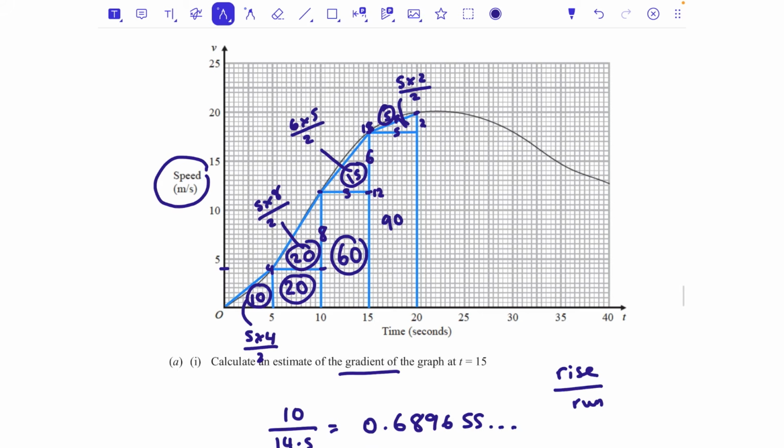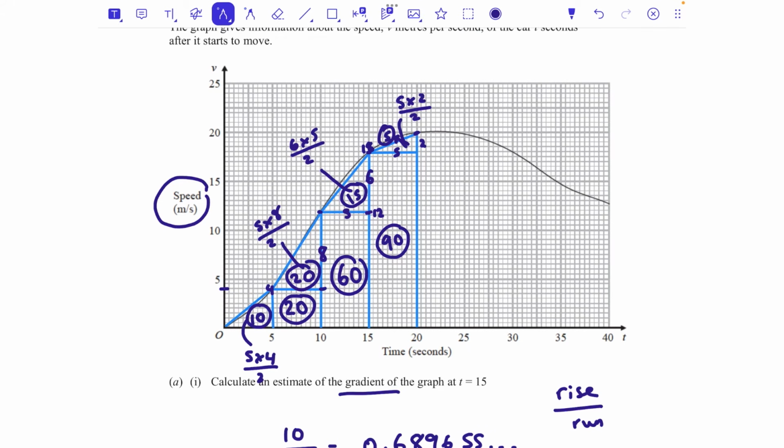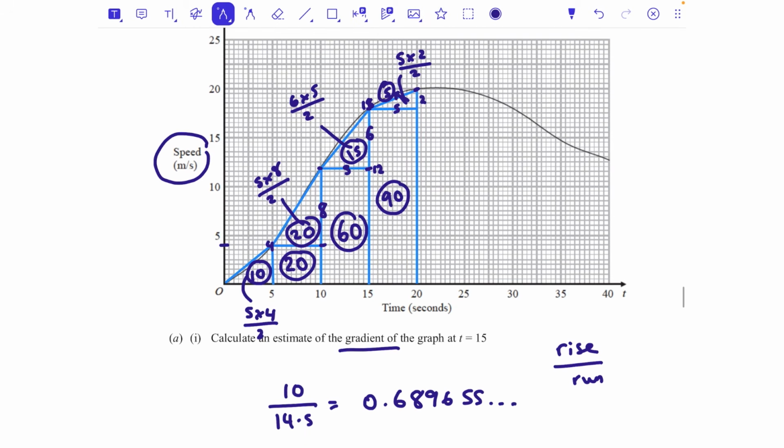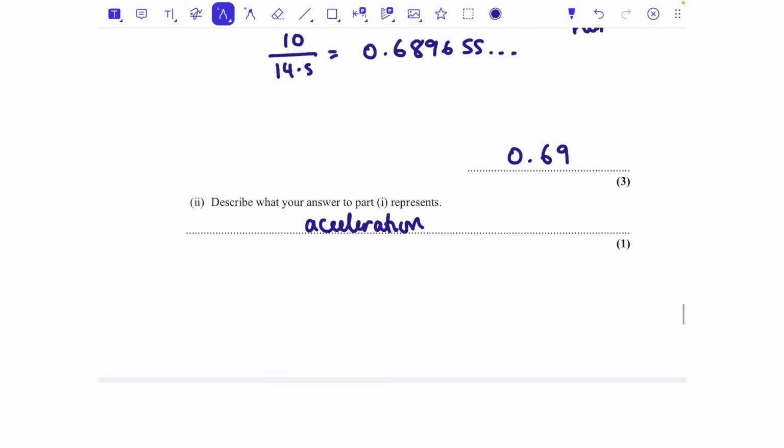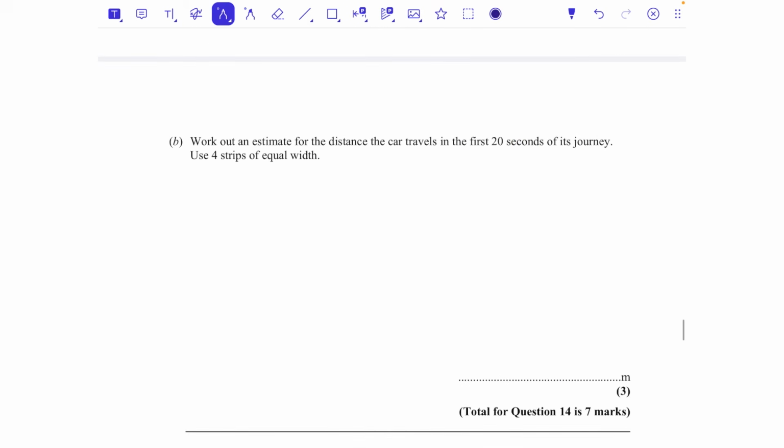18, which is 90. Adding all of that together, I've got 10, add 20, add 20, add 60, add 15, add 90, add 5, and that gives me a final answer of 220. Now the speed is in meters per second, and the time is in seconds, so that distance that we found, the area underneath the graph, is the distance, and that is 220.